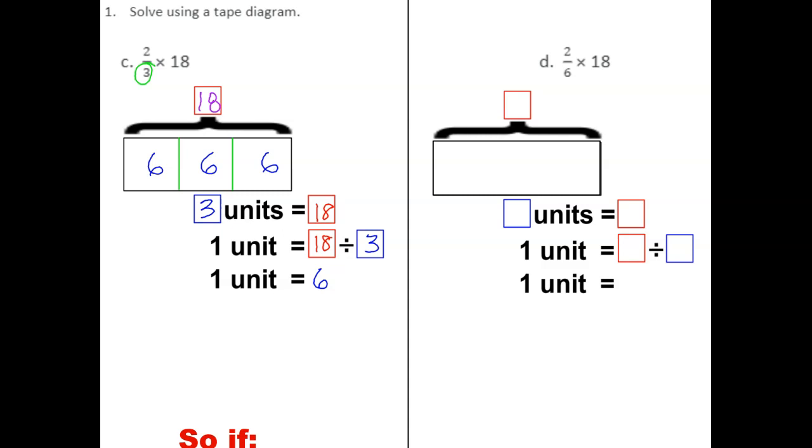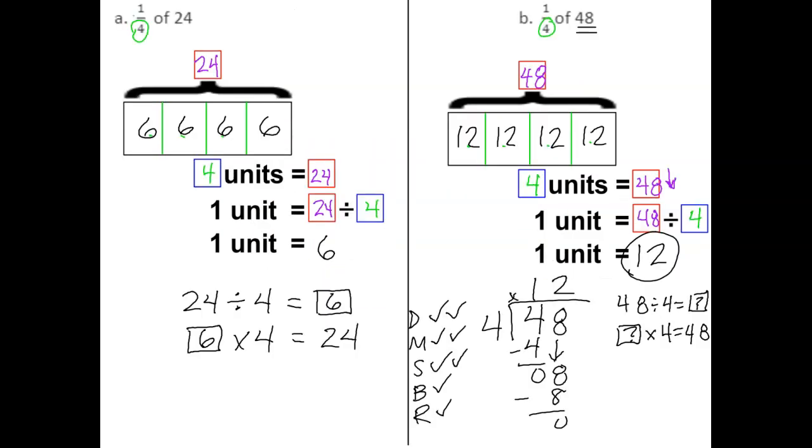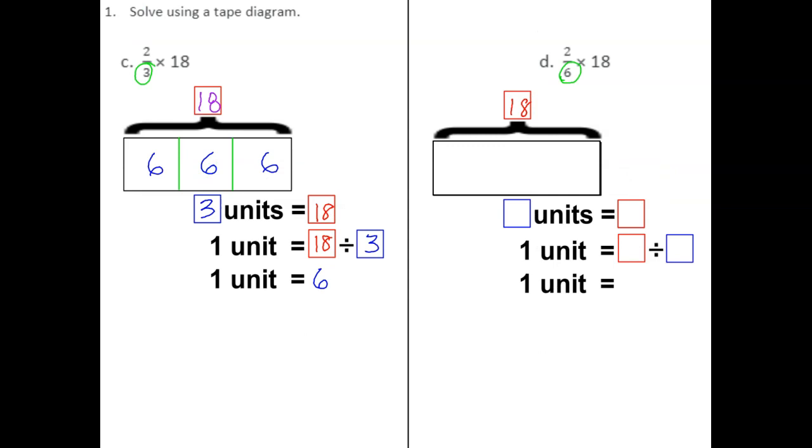So once again, we have a total of 18, and we're dividing it into 6 parts. Our unit is 6. Now we're trying to find out, let's go back here for a second. If you notice, both A and B were unit fractions. They were asking for one group. So now I almost made a mistake here, because they're not asking me for 1/3. 1/3 is equal to 6, but they're asking me for 2/3. So they want to know how much 2 out of 3 would be.